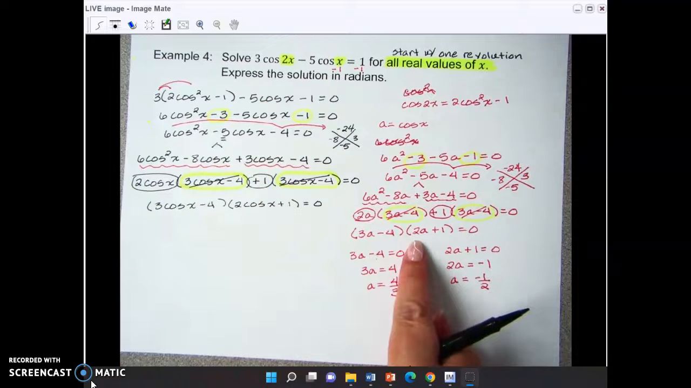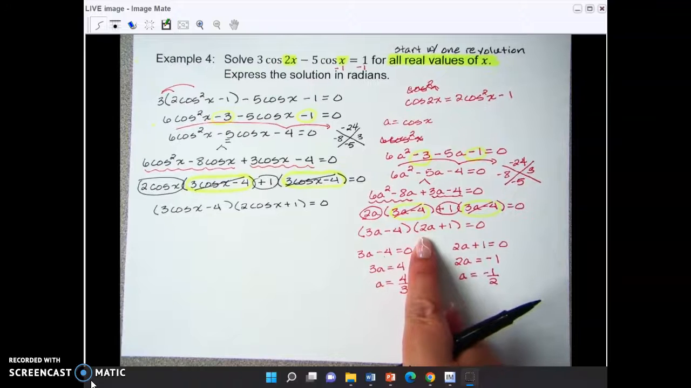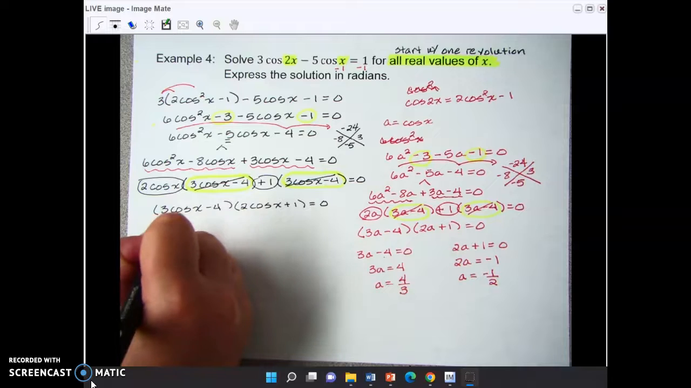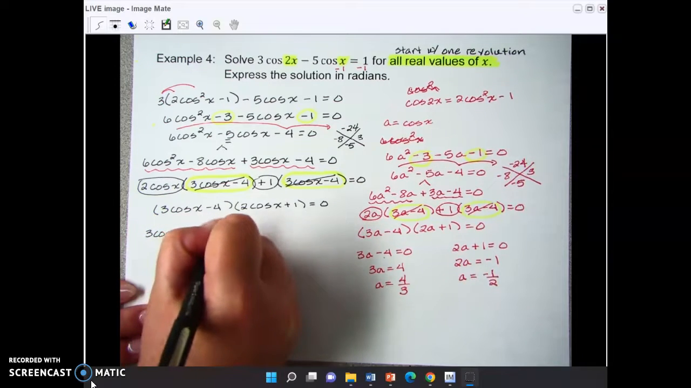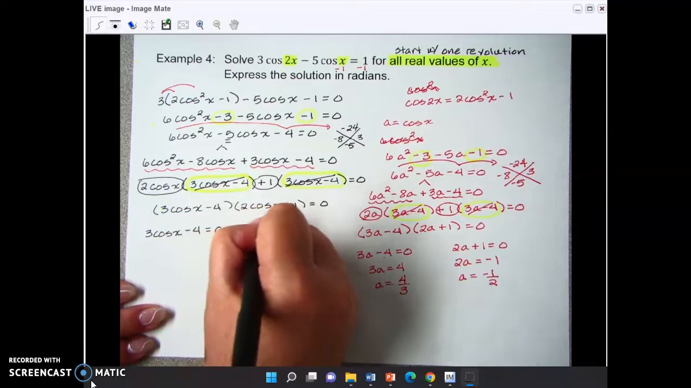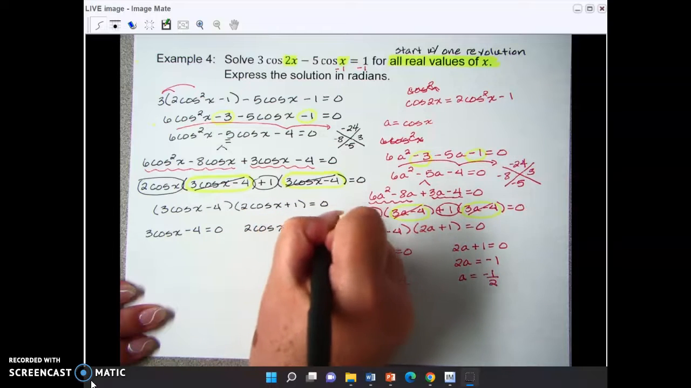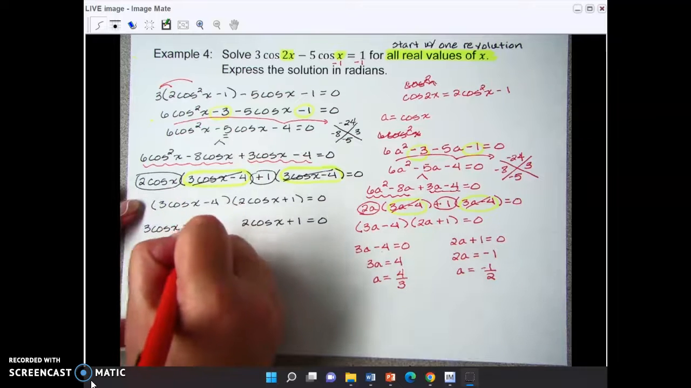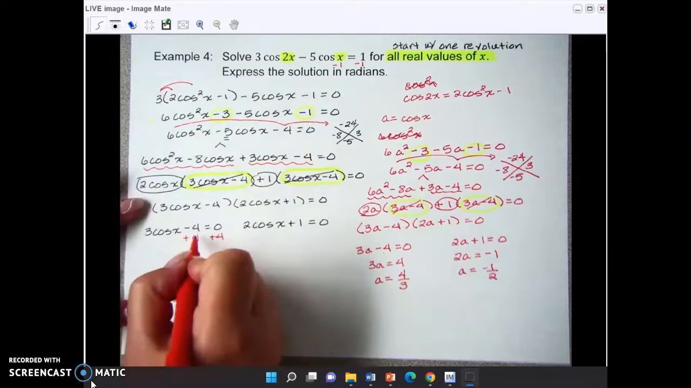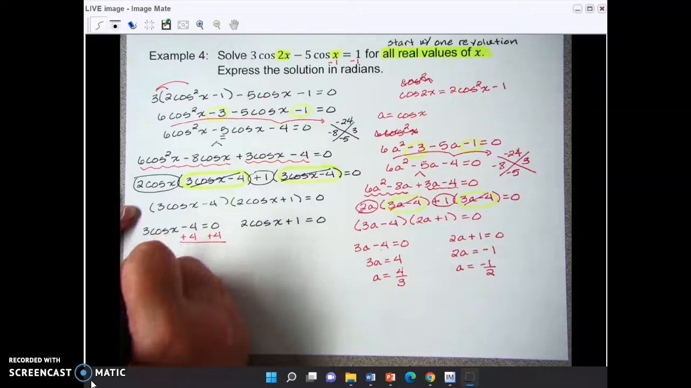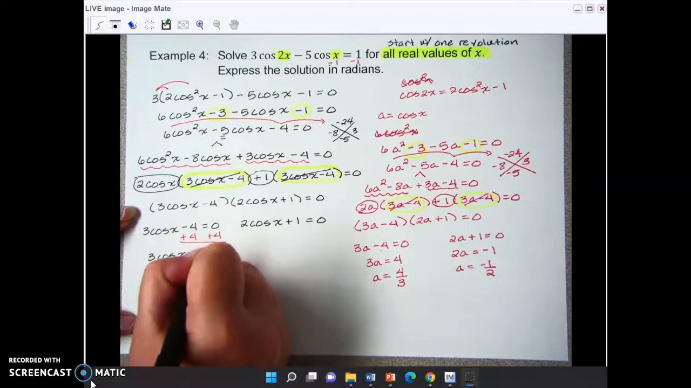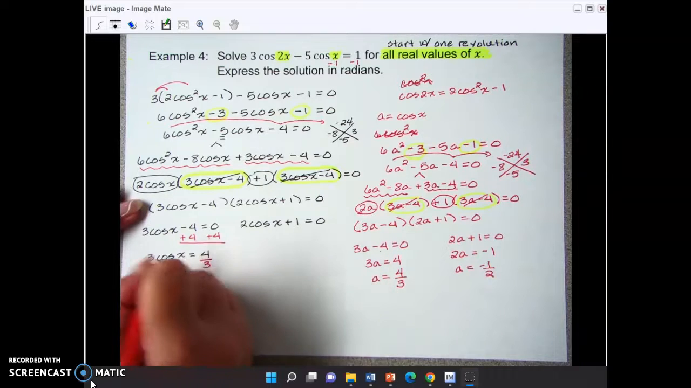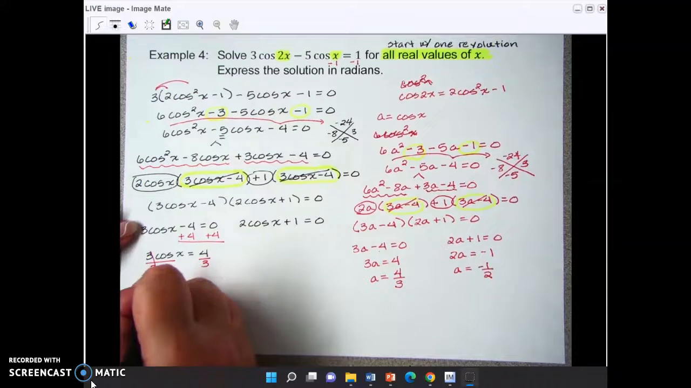So we are at this point right now where a is equal to cosine of x. So then I'm going to split it into my two different equations. I've got 3 cosine of x minus 4 is equal to 0, and I have 2 cosine of x plus 1 equal to 0. So I'm going to focus on this left one first. I'm going to add 4 to both sides, and so we get 3 cosine of x is equal to 4. And then if I divide both sides by 3, we get cosine of x is equal to 4/3.